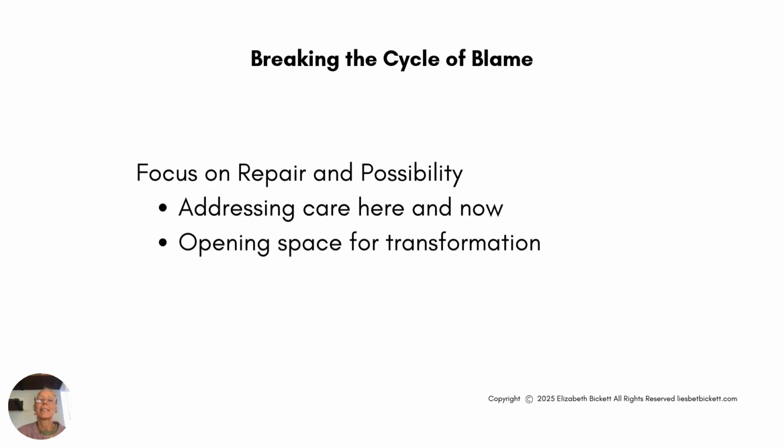Blame can keep us stuck in cycles of judgment and defensiveness, even in situations where harm does seem clear cut, such as an act of violence. The roots of that harm often extend far beyond the immediate event. By shifting our focus from blame to care, we break these cycles and center our attention on what can be done here and now. This approach empowers participants to address unmet needs, to repair relationships, and to move forward with greater understanding and possibility.